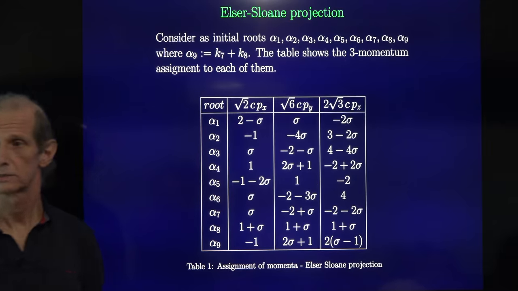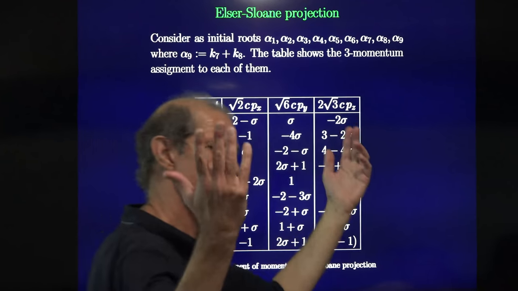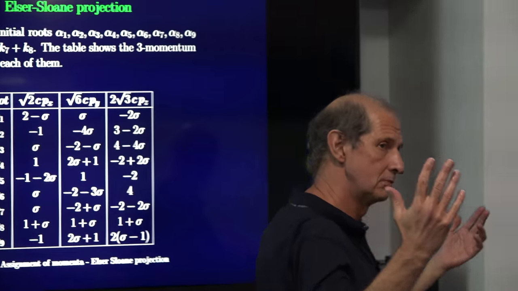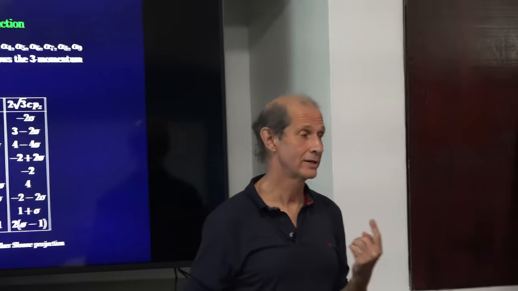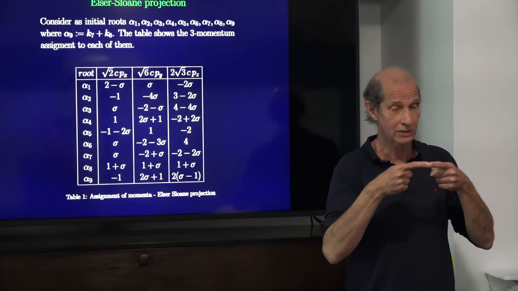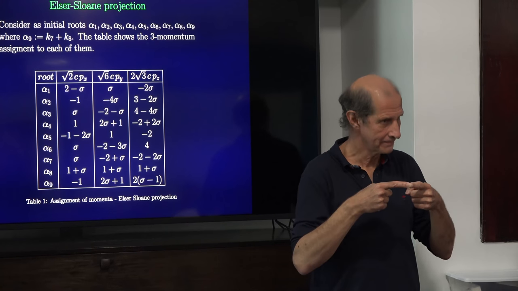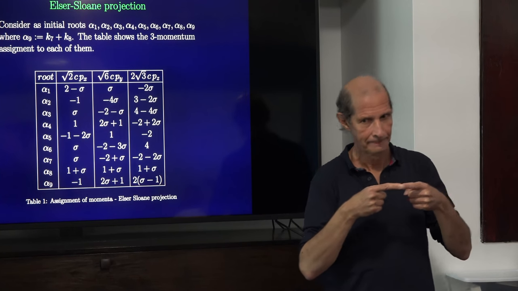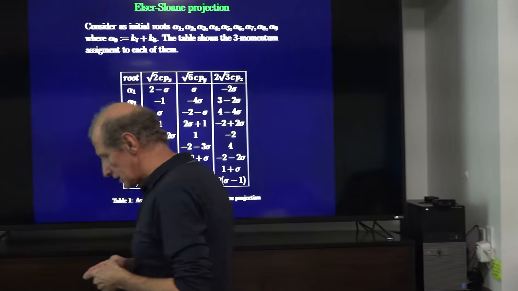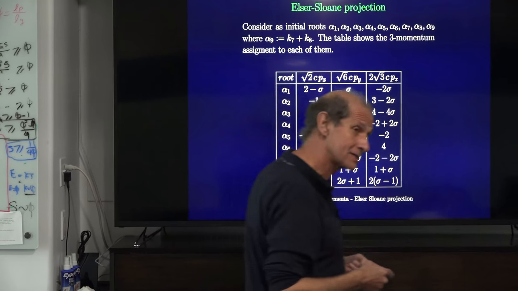But in any case, there is a recipe based on Elser Sloan to eventually attach a free momentum to each of the initial particles. After that, you have energy-momentum conservation, so each particle you produce would have its own momentum and energy. Notice that if you add two momenta that are not in the same direction, that particle is going to get a mass immediately. Okay? And so you would have a superposition also in mass.